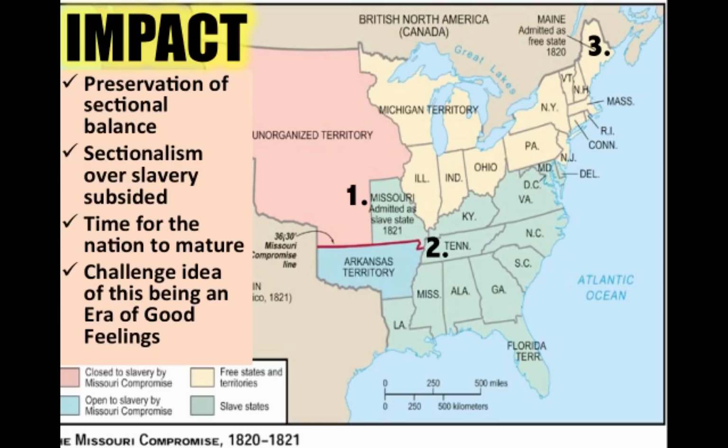And then finally, what's important about the Missouri Compromise is it shows you that this was not an era of good feelings 100%. Even though there was only one political party, the National Republicans, there were disagreements between Northerners, Southerners, and Westerners. And the Missouri Compromise captures this tension during a period that most people give the label, the era of good feelings. No good feelings during this crisis.